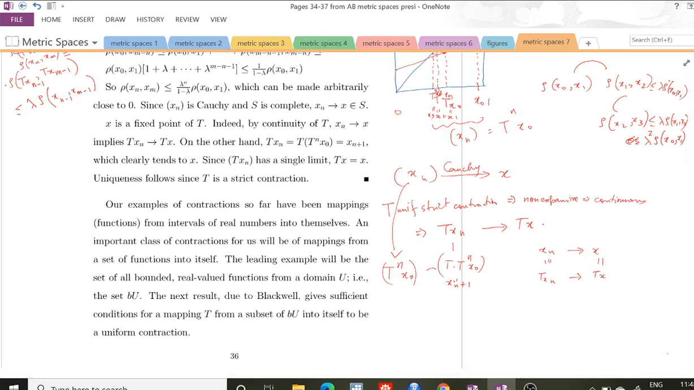Moreover, this T is a uniformly strict contraction. So in particular, it's a strict contraction, and we've shown that for strict contractions, they have at most a single fixed point. And so this is the unique fixed point of T.